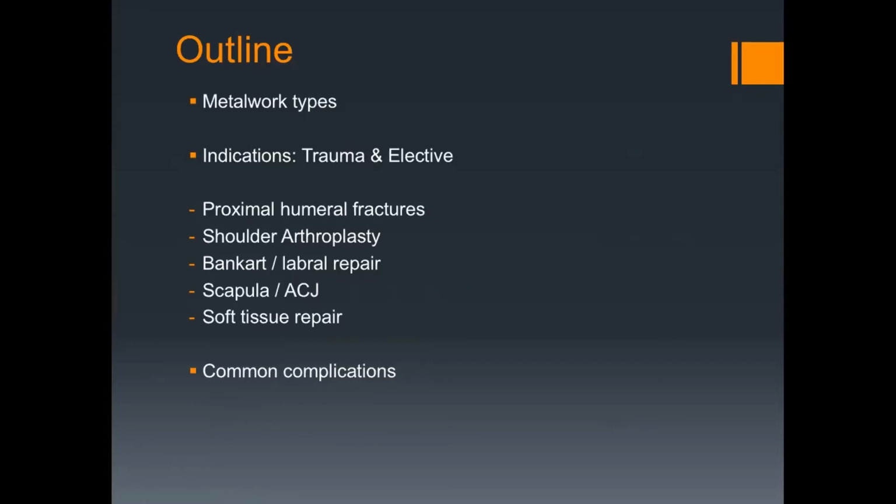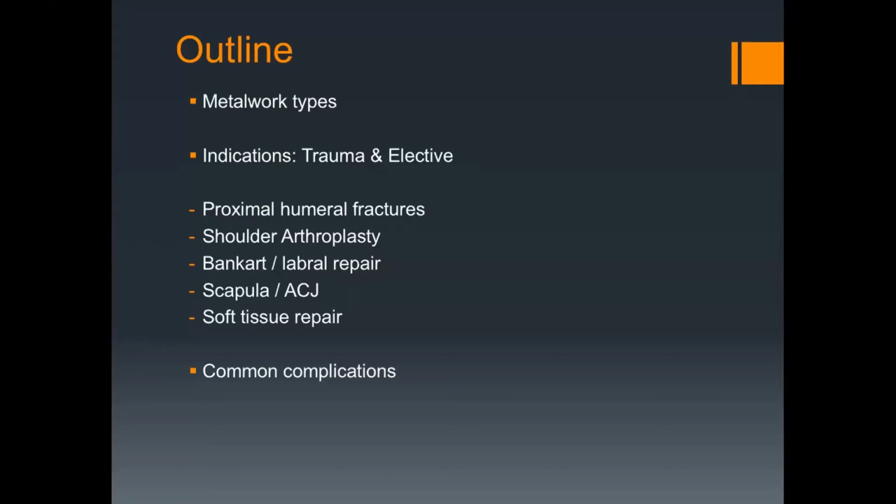So the outline for today, so we're going to go through the main types of metalwork found in and around the shoulder and the principal indications for their placement, so covering both the trauma and elective settings. We're going to go through proximal humeral fractures, shoulder arthroplasty, fixation of anterior instability, so Bankart and labral repairs, and then towards the end, have a look at scapular ACJ fixation and also soft tissue repair.